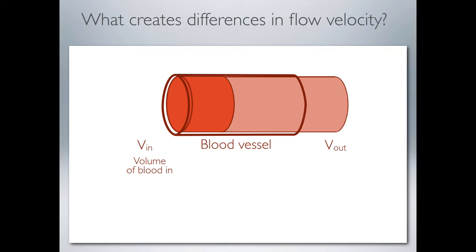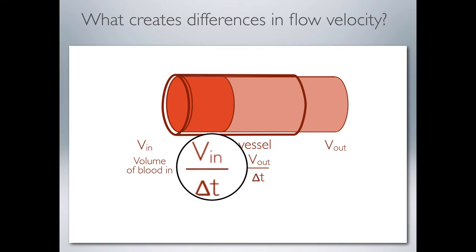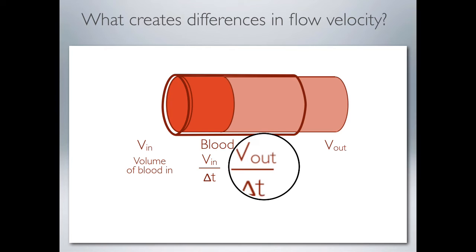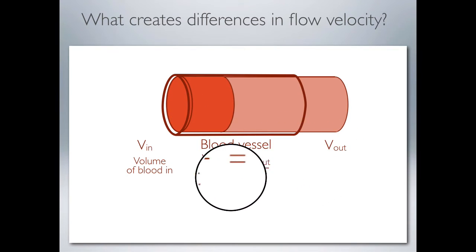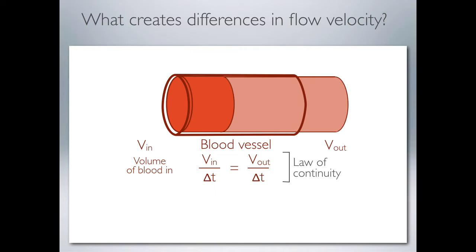So if you do this for some period of time, then you can quantify this in terms of a flow rate. Again, what we mean by flow rate is the volume per unit time. So that's the flow rate in, and then we have that being equal to the flow rate out. Since these two volumes are the same and it's traversing the same periods of time, it follows that the flow rate into the system is equal to the flow rate out of the system. This is known as the law of continuity.